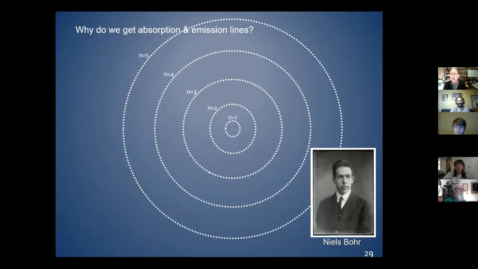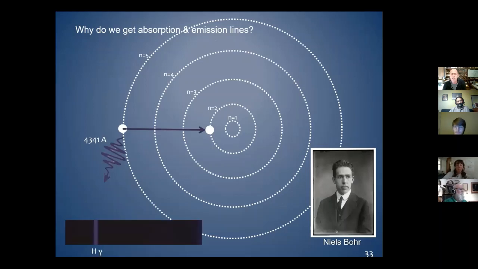The Bohr model has shells where electrons are jumping between shells, and when they jump, they absorb or they give off different colors.